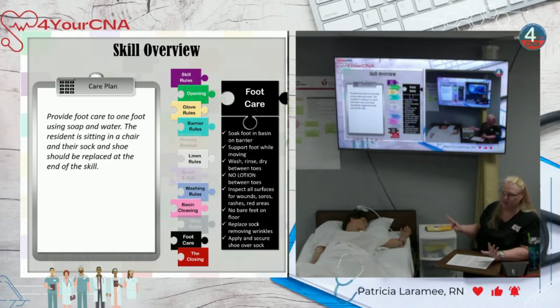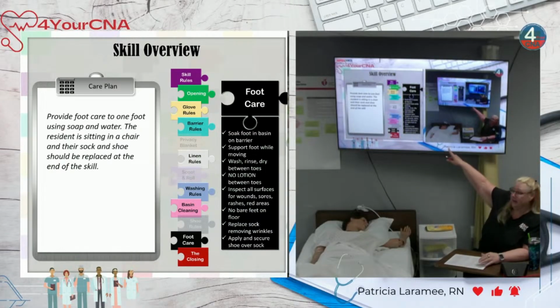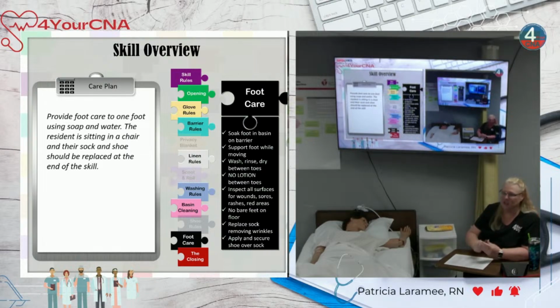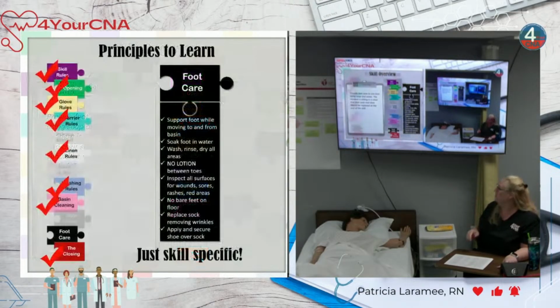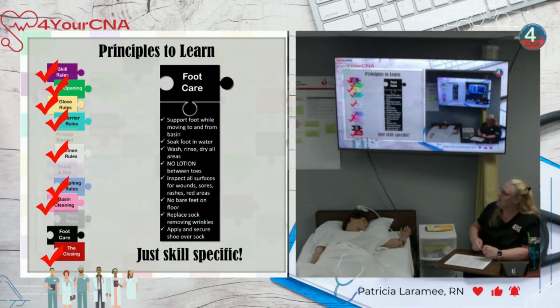Make sense? Good? So for the test, we have a care plan that tells us to replace their sock and shoe at the end of the skill. Tells you what to do. Don't leave them sitting there with one shoe and sock on and a bare foot. That would be weird. Good? Questions? So that last sentence is just for the test. Tells you what to do. All right, so let's look at the skill-specific steps.